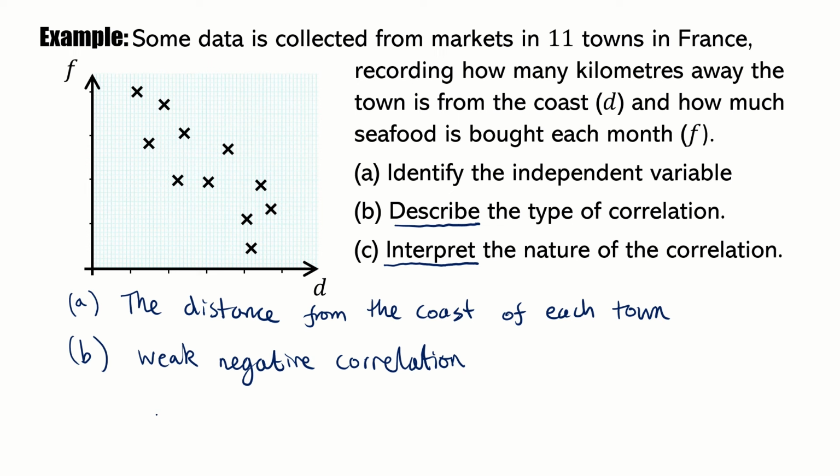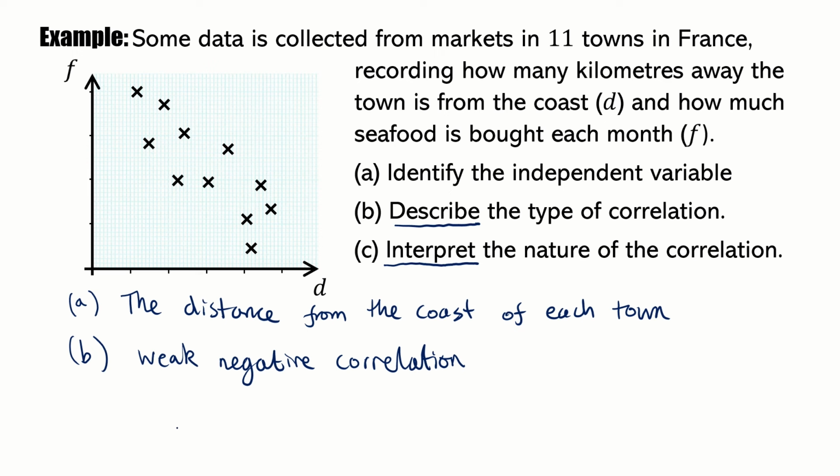On to part C, where we're now having to deal with the question that does ask us to interpret the nature of the correlation. Now, knowing exactly what an examiner would want from a question that says interpret would obviously vary exam board to exam board, from qualification to qualification, but I would take the word interpret to mean basically relating the thing you're talking about back to the context described in the question.